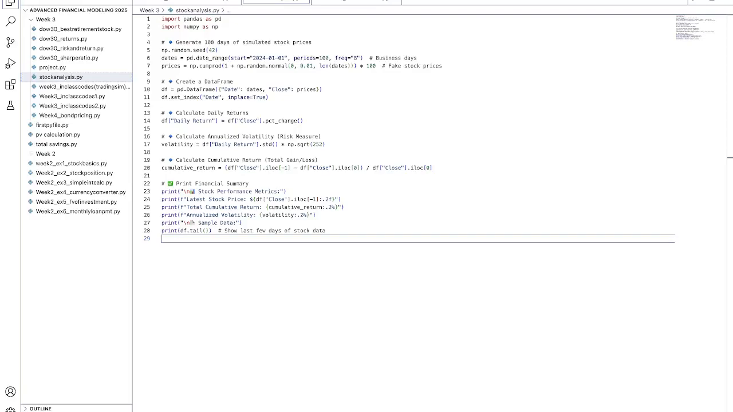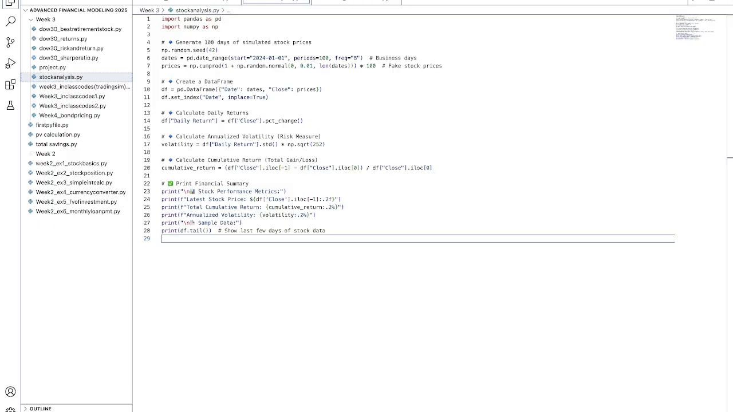Okay, so here I have a stock analysis. This script is going to generate and analyze a simulated stock price over 100 business days, and the goal here is just to measure key financial metrics like daily return, cumulative return, and annualized volatility, just to understand this specific hypothetical stock's performance and risk profile.